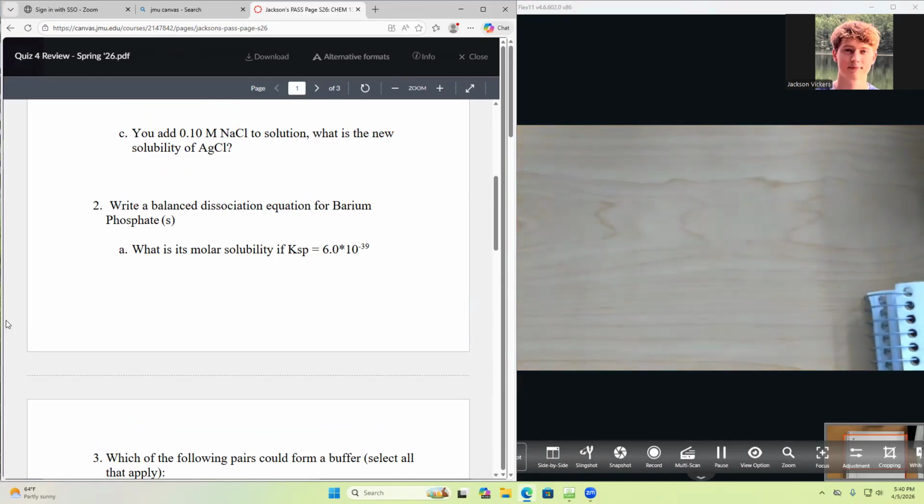If you need to look up a periodic table, that's totally fine. Barium is in the second row, so it's going to have a 2 plus.